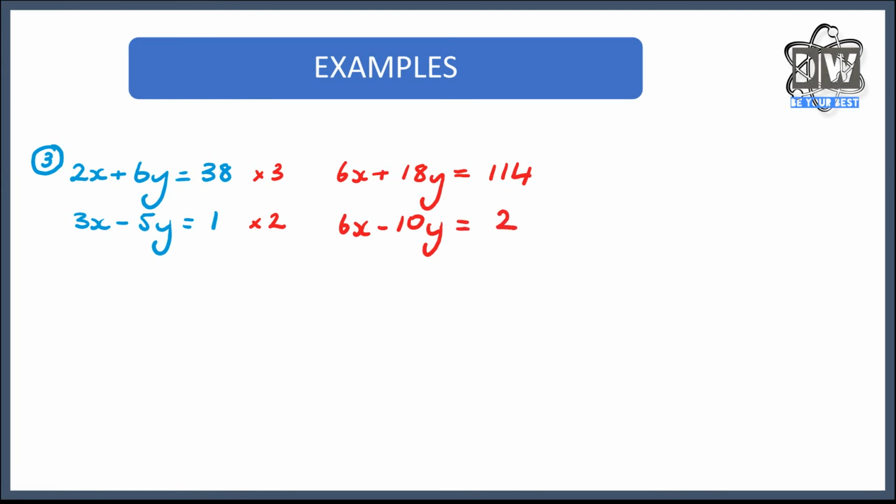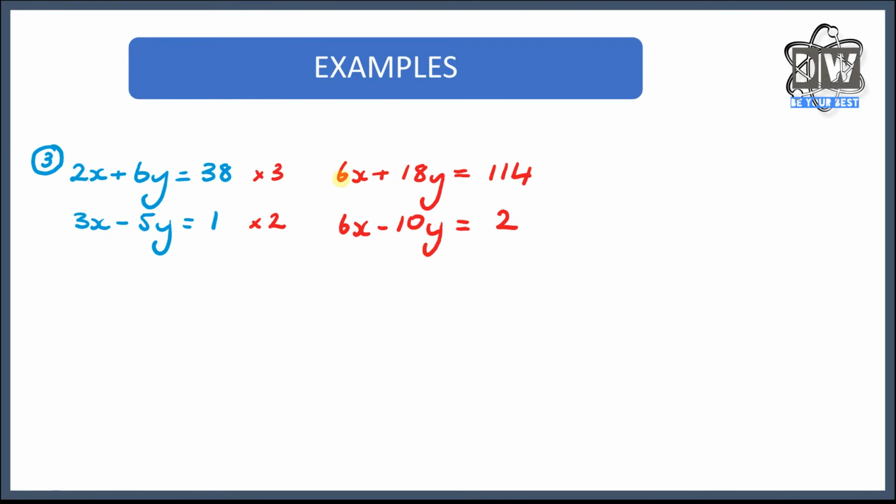We can see that there, can't we? So we've gone 2x times by 3 gives us 6x. We've got 6y times by 3 gives us 18y. We've got 38 times by 3 gives us 114. We've got 3x times by 2, which gives us 6x. We've got minus 5y times by 2, minus 10y. And we've got 2 times by 1 gives us 2. And now we've got our twins.